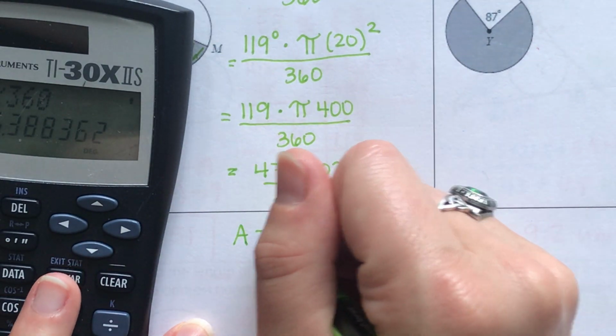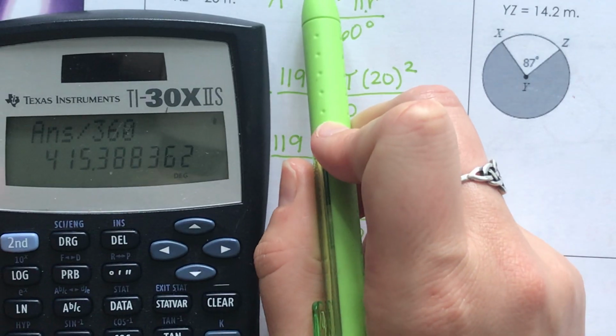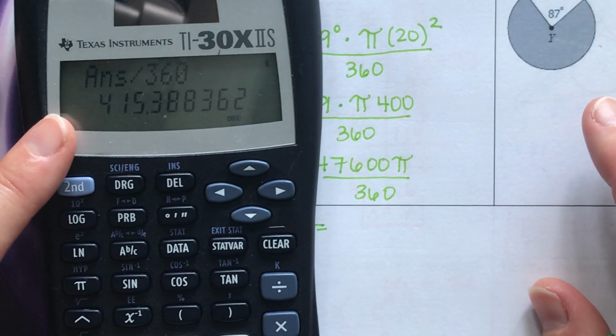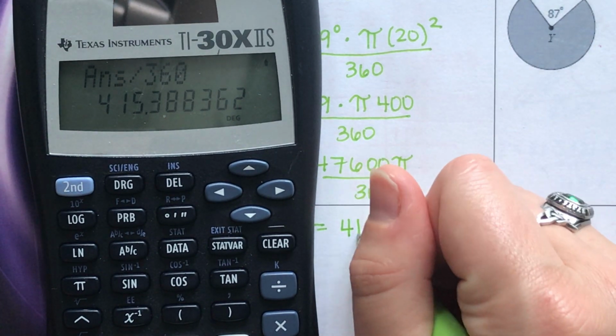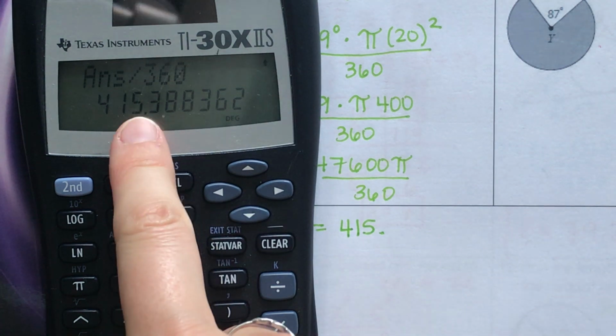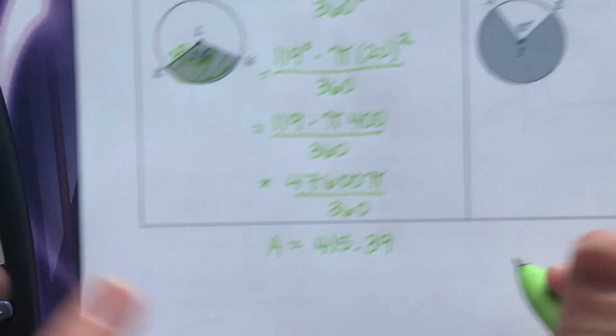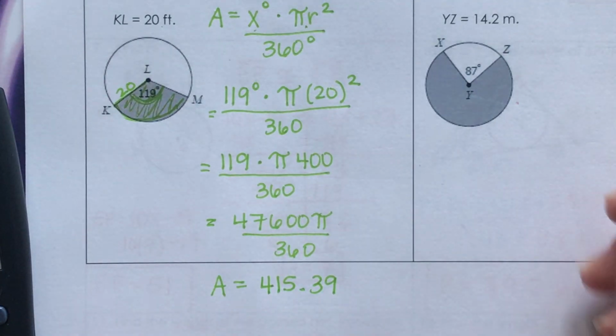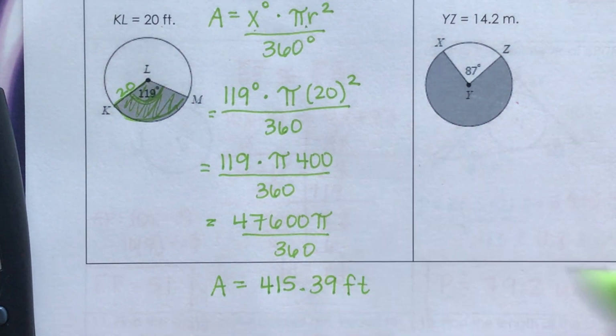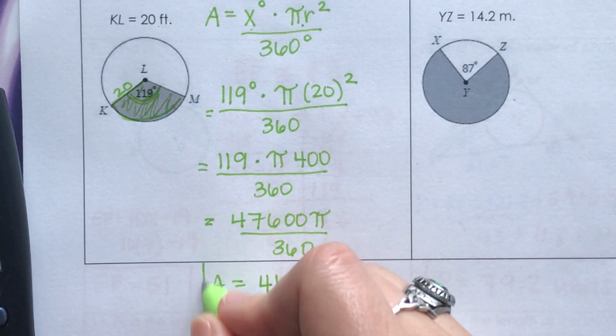My area equals, I'm going to round to the nearest hundredths place. So I do 415 point. So I'm at 38. The number after is an 8, so I round up to be a 39. I'm talking about feet. So my answer is feet, and because it's area, it must be squared.